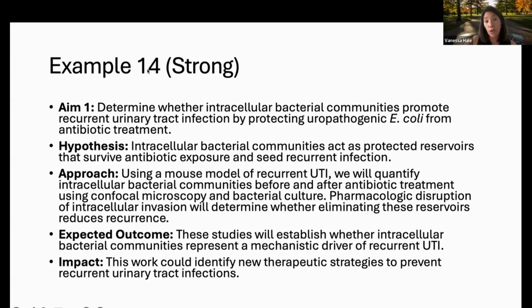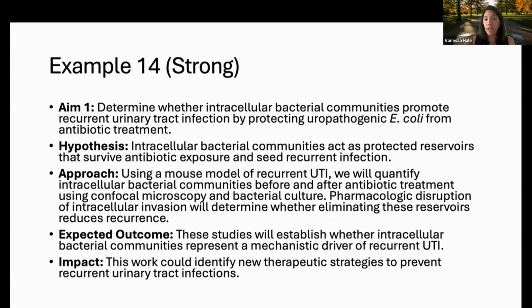Excellent. And just so you know, example 14 did not say strong on the Google Doc. So these groups identified that this was a really scientifically logical set of aims, hypotheses, and approach. Here, the aim is to determine whether intracellular bacterial communities promote recurrent urinary tract infection by protecting uropathogenic E. coli from antibiotic treatment. The hypothesis was that these intracellular bacterial communities act as protected reservoirs to promote survival against antibiotics. And the approach tested this hypothesis fully.